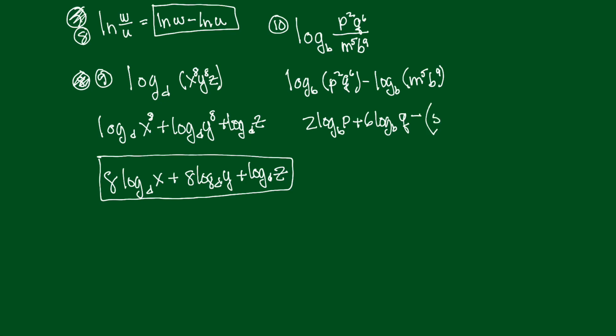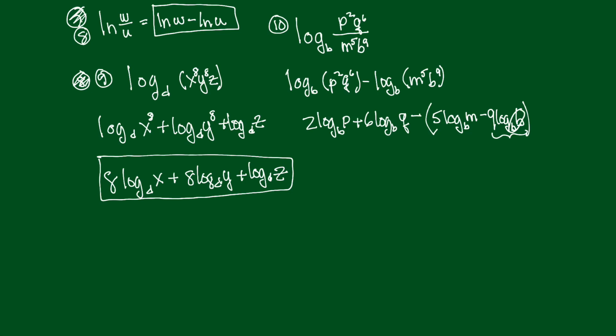So I'll get 5. Bring that 5 down, right? Bring the 5 down as a multiplier. So 5 times the log base b of m minus 9 times the log base b of b. Oh, that's interesting. Okay, so this one I know is what?